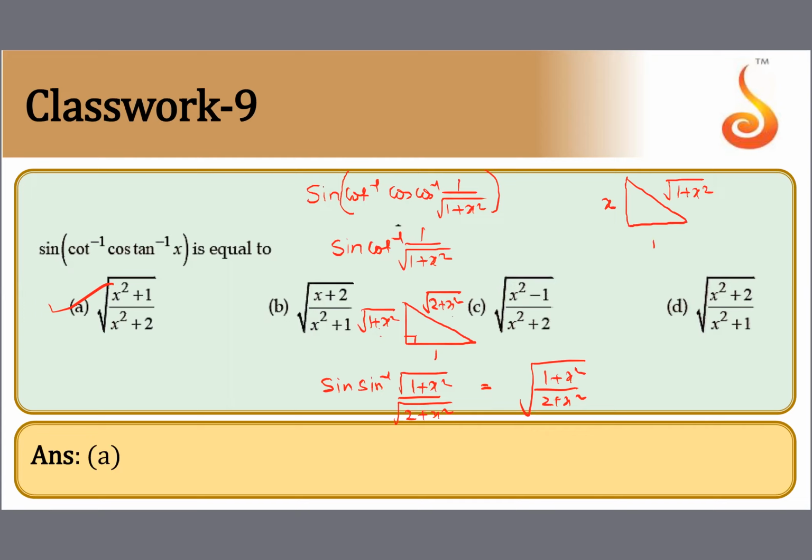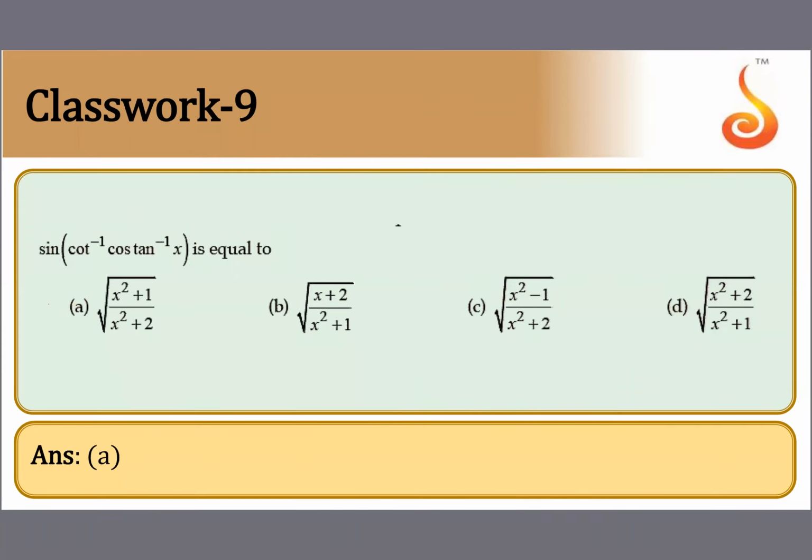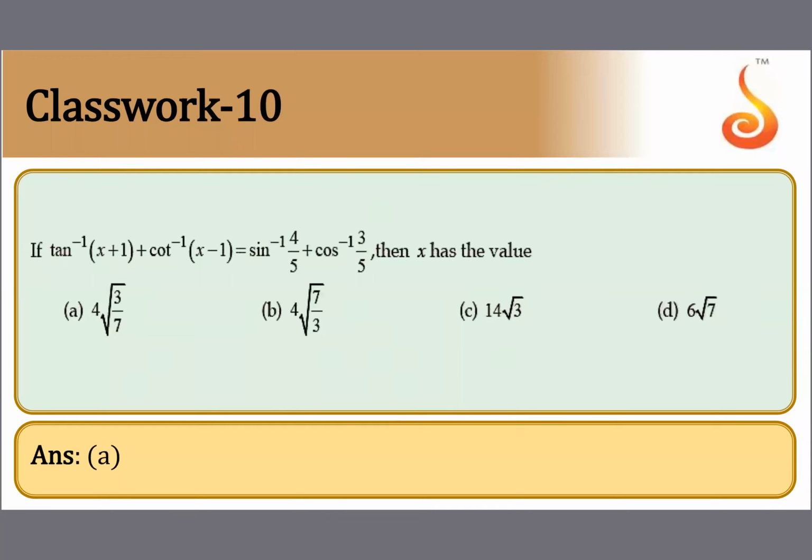Next one. You got the problem? Arey, Gupta ji, intelligent hai. Next one. What you have to do is tan inverse x is equal to cot inverse 1 by x, and cot inverse x is equal to tan inverse 1 by x. Of course, x is not equal to 0.